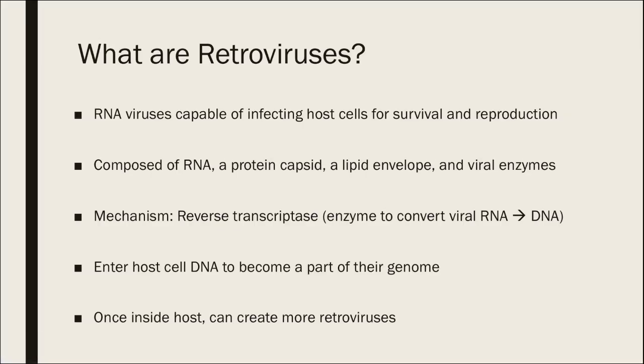What are retroviruses? Essentially, retroviruses are a type of RNA virus that infects host cells to survive and reproduce. Since they can't do that on their own, they have to rely on cells that they can infect, which we call host cells. They're comprised of RNA, a protein capsid, a lipid envelope, and viral enzymes. One of the most important enzymes that they have is called reverse transcriptase, which I'll go over later. Essentially, reverse transcriptase allows RNA to convert into DNA. Then that DNA becomes a part of the host cell's genome, and once that occurs, the virus can use the host cell to create more retroviruses.